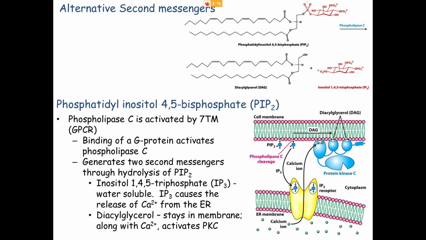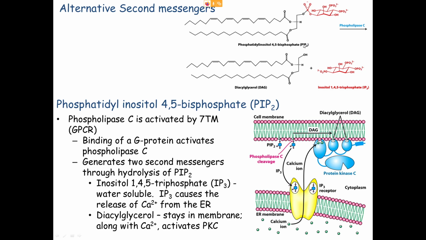Okay? So what happens here is if we have our activation by protein kinase A from the previous slide, and that activated a lot of proteins, one of the proteins it activated was this one called phospholipase C. Right? It's up here at the top. Phospholipase C. And it is a lipase. That means it cleaves lipids. It cleaves phospholipids.